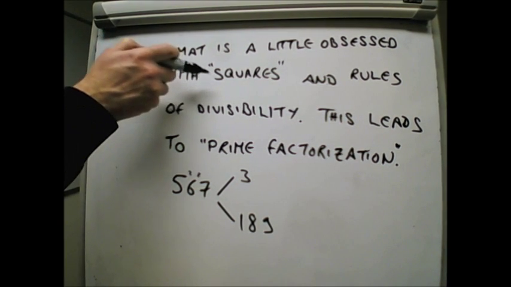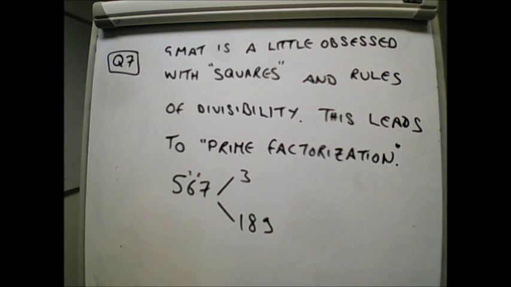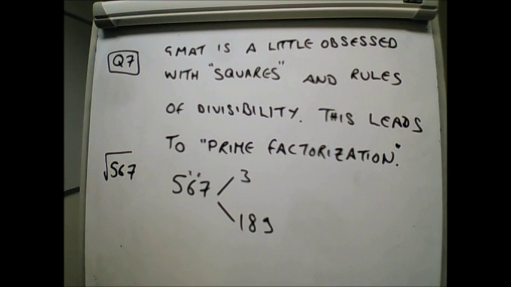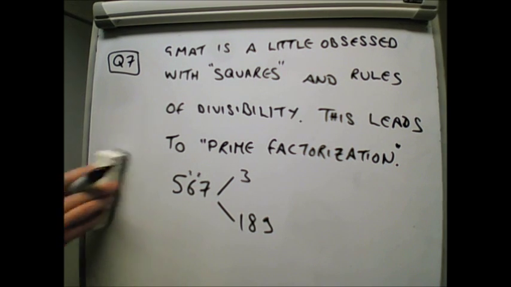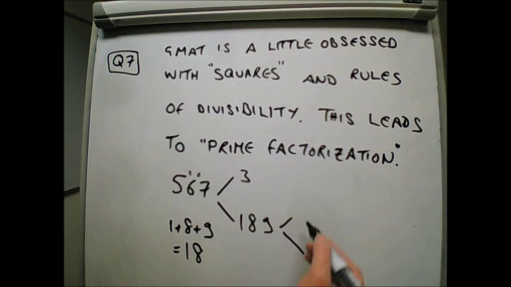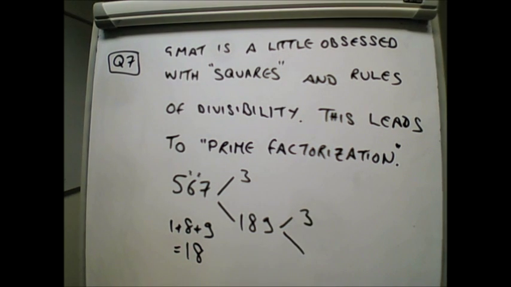Okay, remember guys, we're looking for squares, which is the end goal of this process. We want to know, for example, how many 3's there are in 567. So again, we can divide 189 by 3. The reason being 1 plus 8 plus 9 is 18. Again, we know that's divisible by 3.